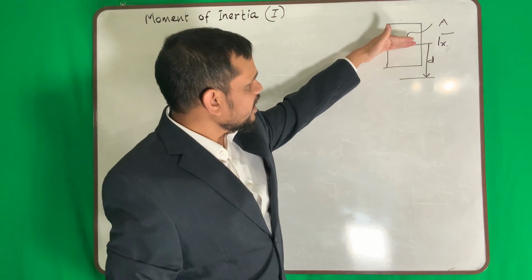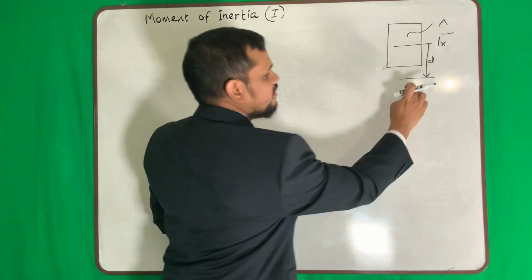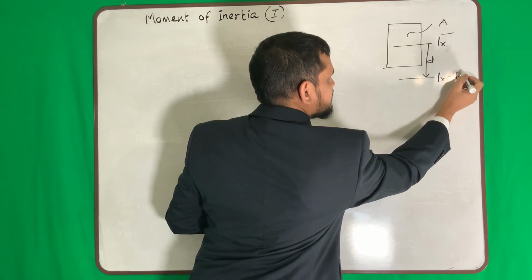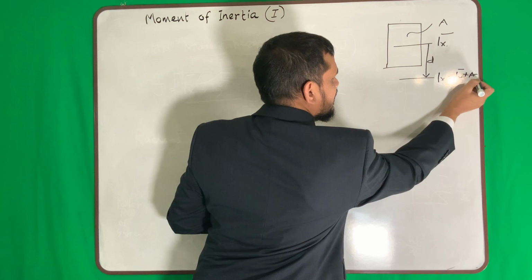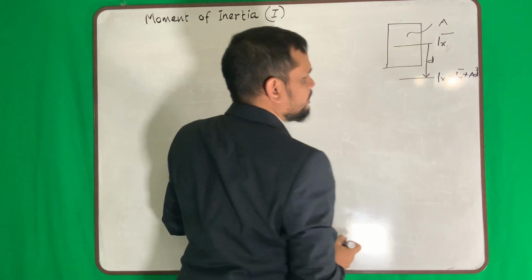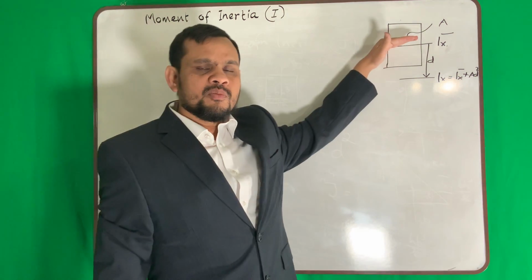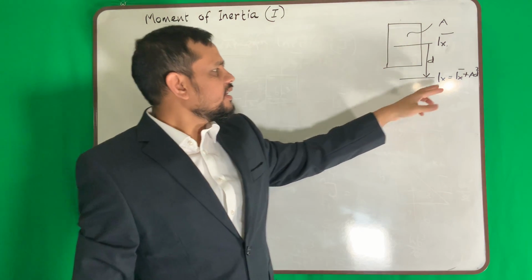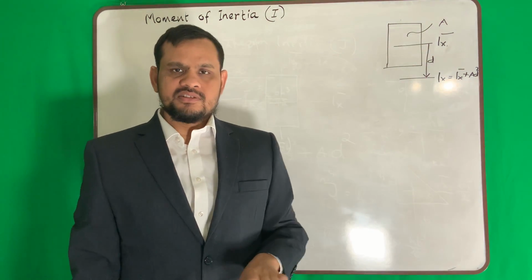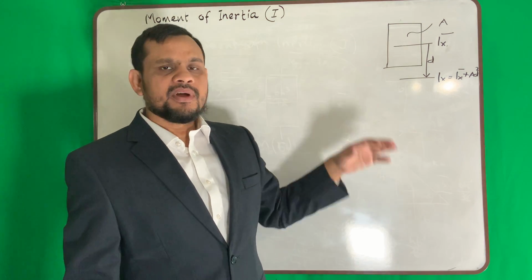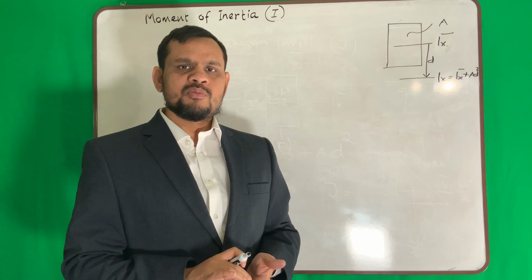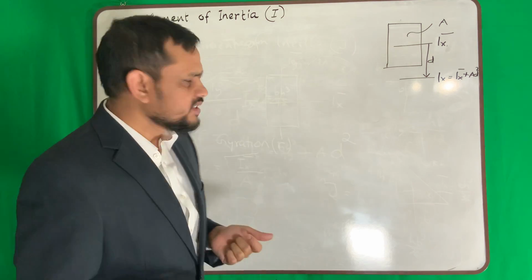So if I know it here, I can transfer it there. Then for this other axis, it will be Ix equals Ix bar plus A d square. So whatever the moment of inertia at the centroid, plus A times the distance square. That is the parallel axis theorem. We need to use this theorem to calculate the moment of inertia of a composite section.